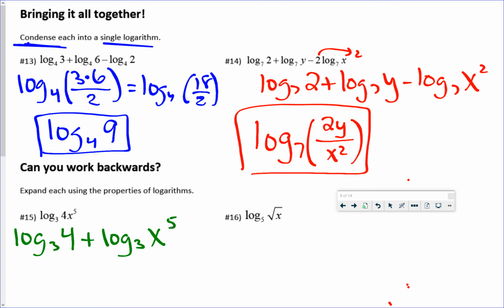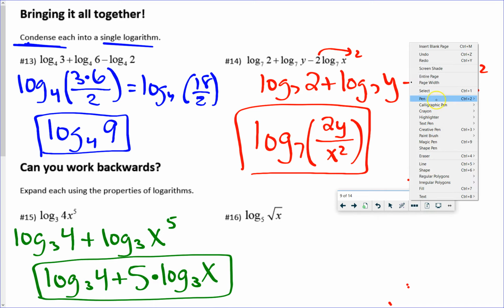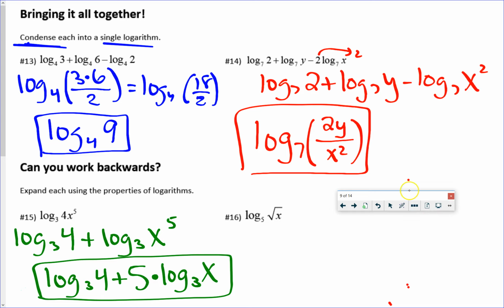We're not done, though, because I have a power. It needs to go in front, and it only goes in front of the log that has the x. So log 3 of 4 plus 5 times log base 3 of x. Like that. Yes. This is a huge part. This is one of the main pieces of logarithms. This and solving. Your quiz is this and yesterday. That's your quiz. That's a lot.